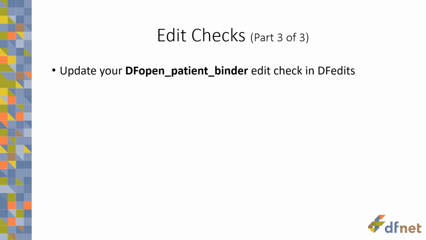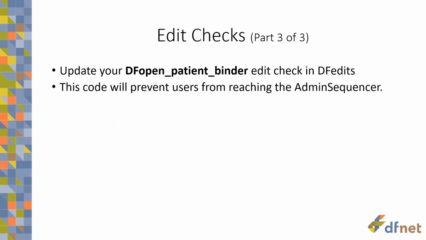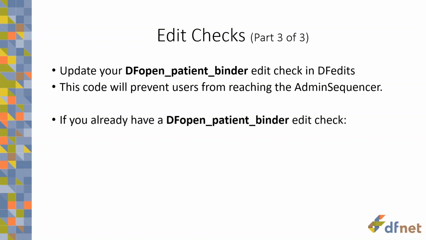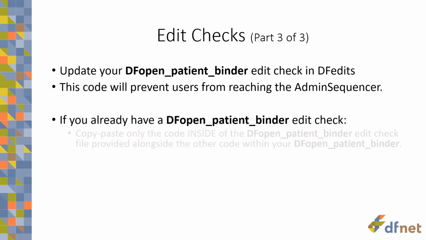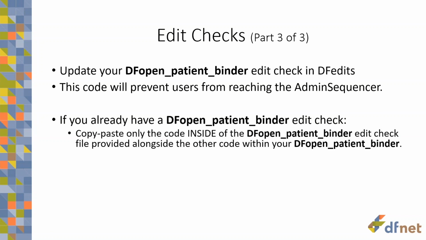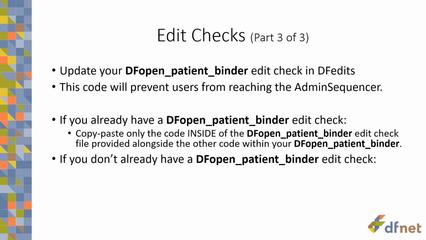And then part 3 is the final part, which is update your DFopen patient binder edit check. This is what prevents site users and people who shouldn't be reaching the admin sequencer from actually reaching the admin sequencer. If you already have a DFopen patient binder edit check, just copy paste the code that's inside of the snippet that I have provided. If you don't have the binder edit check, then just copy paste the entire thing.